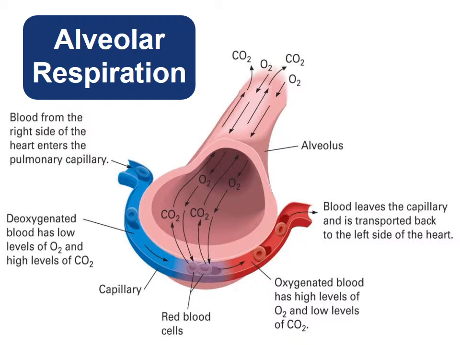So this is everything I just said, just in a different picture. The oxygen diffuses from the air that we breathe into the blood, and carbon dioxide diffuses from the blood into the alveoli, where it's then transported out of our body via our mouth. And this process is alveolar respiration. Your textbook may call it external respiration, and it doesn't matter, they're both the same. So external respiration and alveolar respiration are really the same thing.